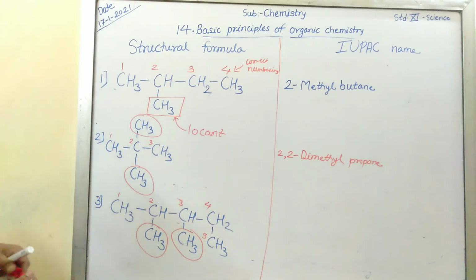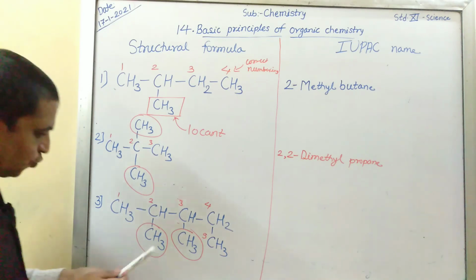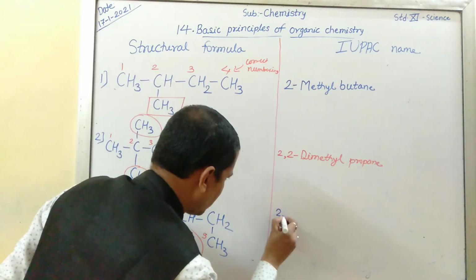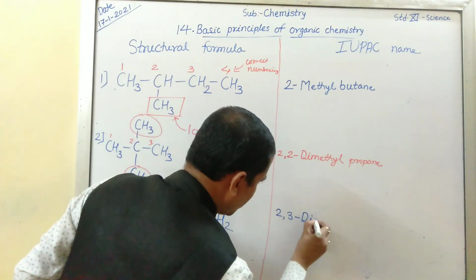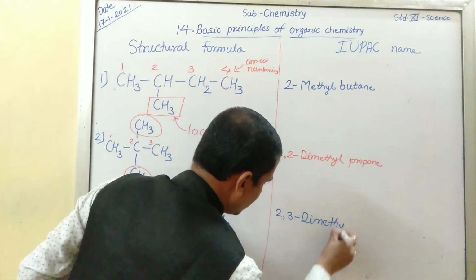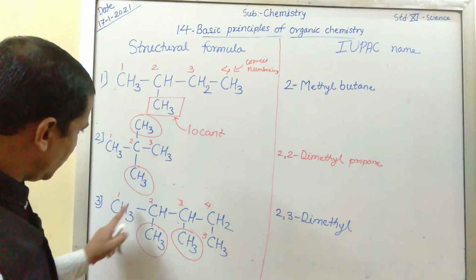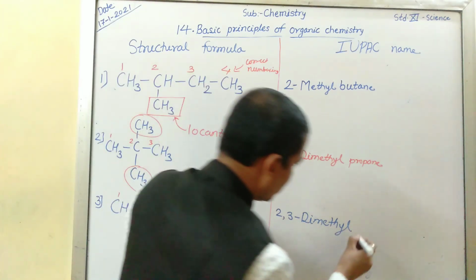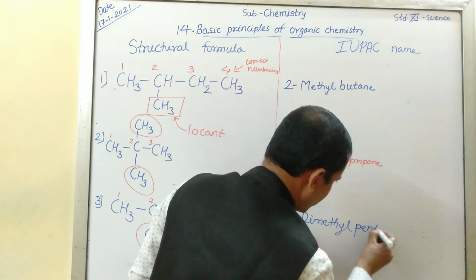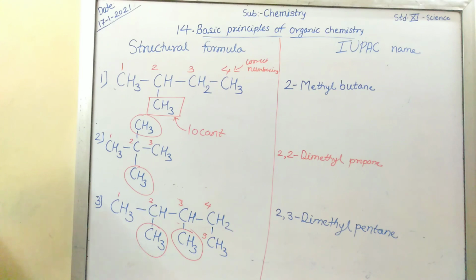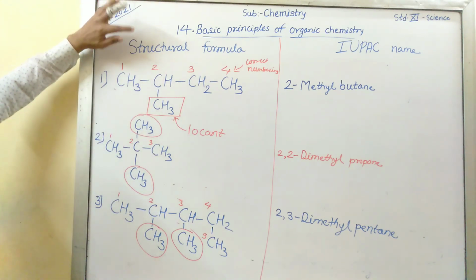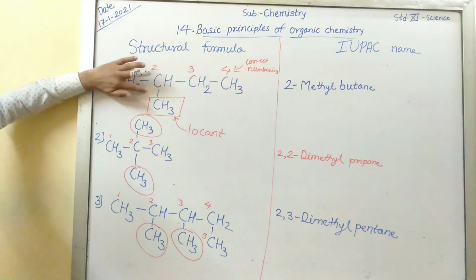And therefore you get 2,3, two methyl groups, dimethyl, and 1, 2, 3, 4, 5. Five means the parent chain is pentane. Try to understand how to give the numbers and how to write the position of the locants.